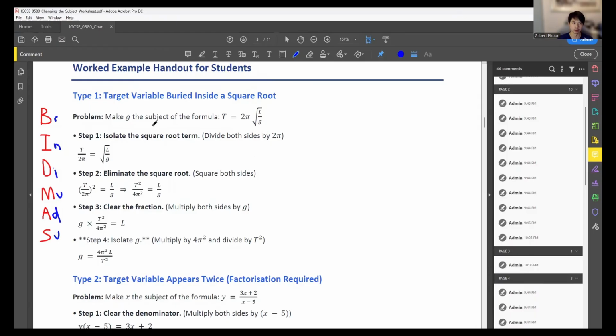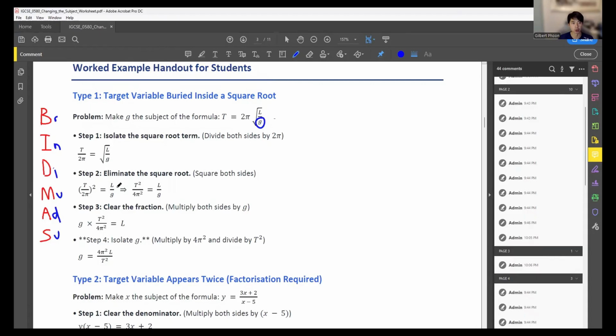So looking at the first example that we have here, make g the subject of the formula t equals 2 pi square root of l over g. We want to make g the subject, but g is actually trapped within 2 pi, then the square root of l over g. So we're going to try to throw everything else that is unrelated to g to the other side first. First thing being the 2 pi times this value. Bringing it over, I will get t over 2 pi equals the square root of this.